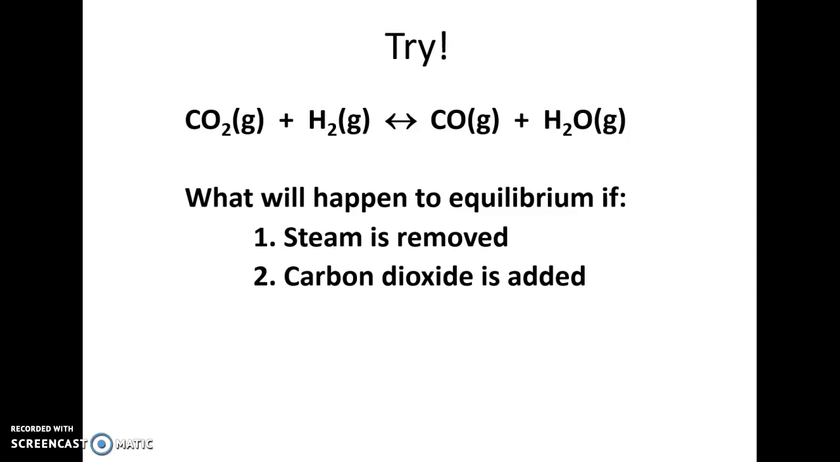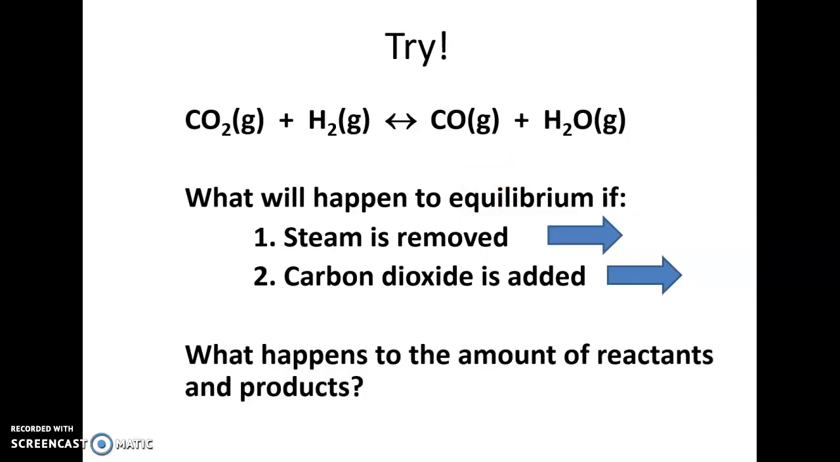Okay, so if we remove steam, that means I'm taking away water, because water is steam, so I'm looking right here. And so that means it's going to shift forward to make that product. Carbon dioxide is added. Carbon dioxide is a reactant over here. So there's too many things on the left side. You can think of it that way. So my teeter-totter is heavier on the left. So it'll shift forward to reestablish equilibrium. So it will also go forward.